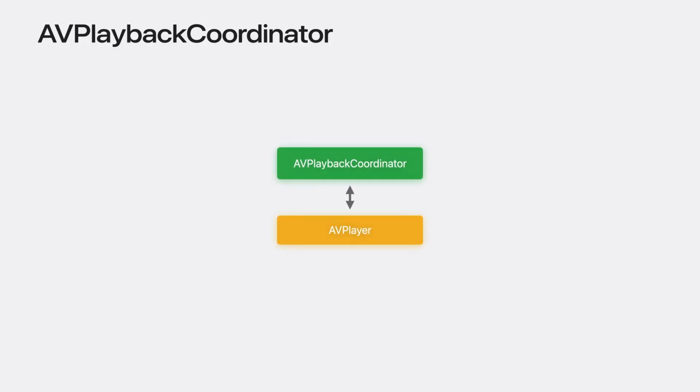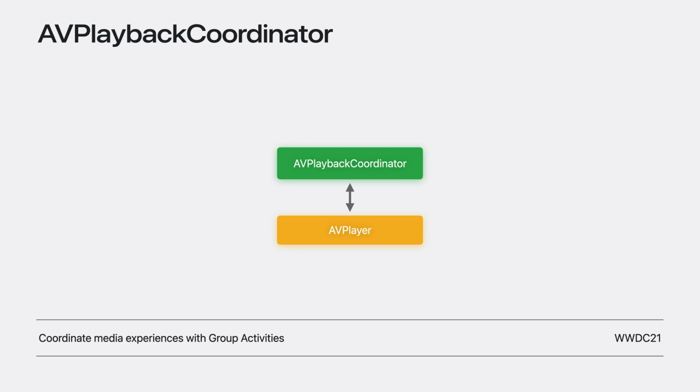Now that I've gone over what it looks like in action, I'll show how you can build this experience in your app. The AV Playback Coordination Medium API builds on the existing AV Playback Coordination architecture that exists for SharePlay. Each AV player has an AV Playback Coordinator that negotiates between the playback state of the player and all other connected players. To learn more details about the Playback Coordinator and how it works, check out the video, Coordinate Media Experiences with Group Activities.